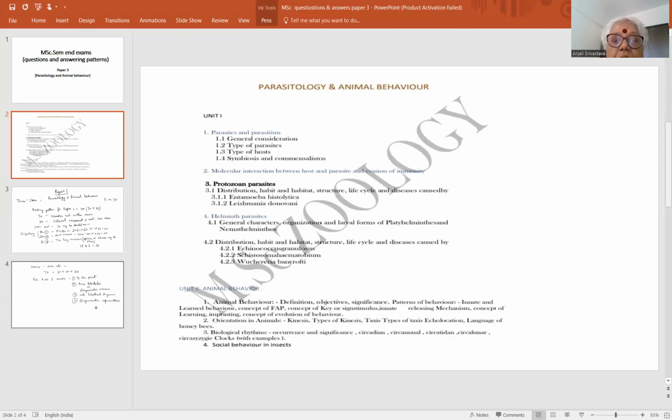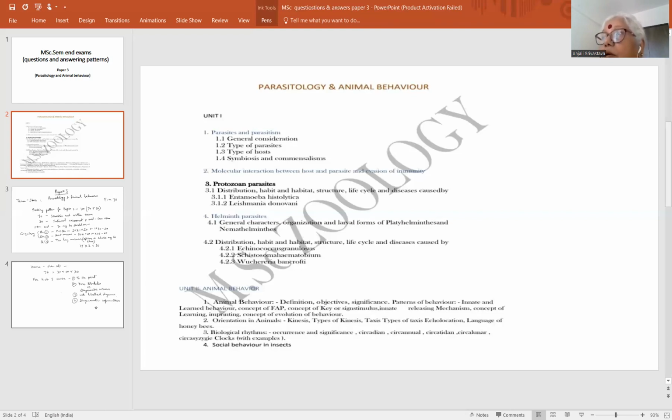Then orientation in animals, kinesis, type of kinesis, taxis, type of taxis. You can expect short questions on these topics always. Then social behavior में, social behavior of insects जो last topic है आपका. So you know, insects में 2 important insects हैं जो social behavior largely they show: honey bees and wasps and ants.